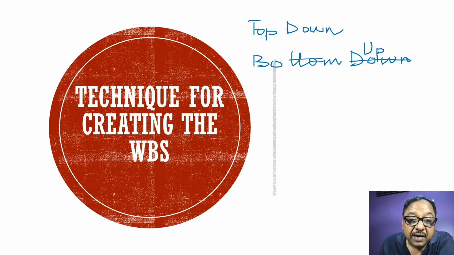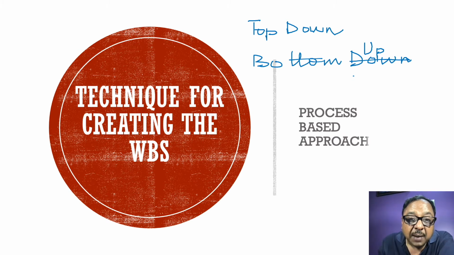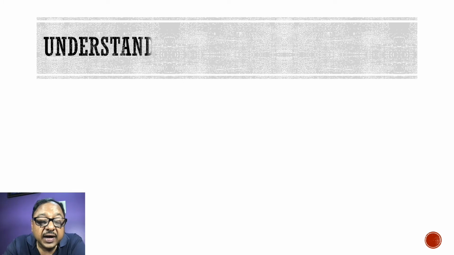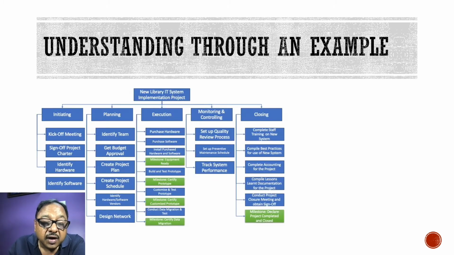Now the technique which I'm proposing is known as the process-based approach. This is the approach which we can take before we get down to either top-down approach or bottom-up approach. We will discuss how this can be applied. Let us understand the technique for applying the process-based approach to creating the work breakdown structure. Now we will do that through an example. So here I have given you one work breakdown structure which is for creating a new library IT system. This is the implementation project.